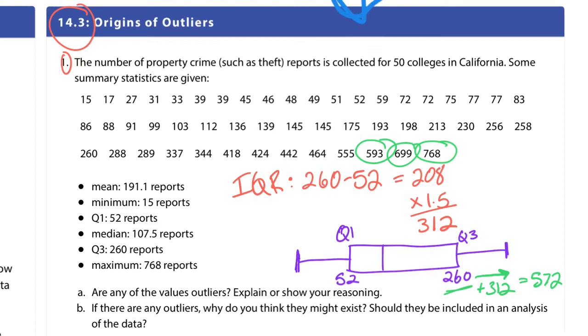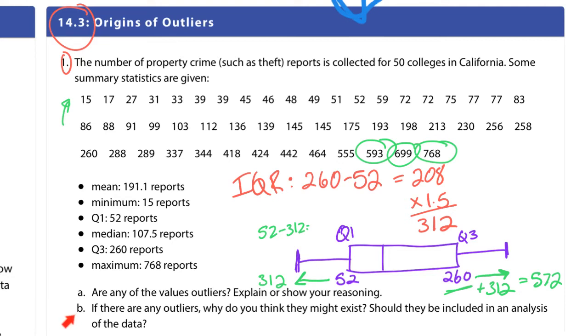And so if I look at quartile 1, that's 52. I have to look this way, 312. So I have to really think 52 minus 312. Well, that's going to give me a negative number. There are no negative values here, so there's no outliers on the low end.